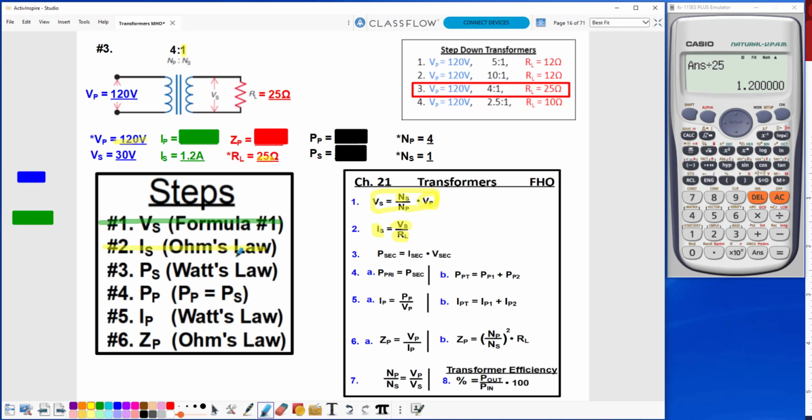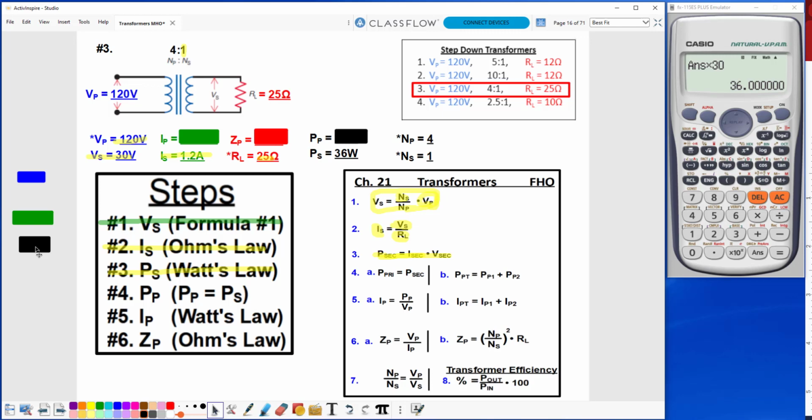Alright. The next thing, I'm looking for the power of my secondary. And the power of my secondary is going to be equal to the current of my secondary, which is already in my calculator, 1.2, times the voltage of my secondary, which I had calculated earlier to be 30 volts. So I'm going to say 1.2 times 30. This gives me 36 watts. Because I'm using the power formula looking for watts, so the power of my secondary is 36 watts.